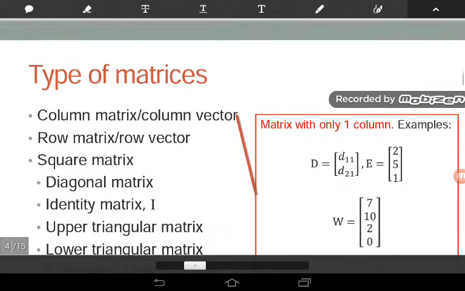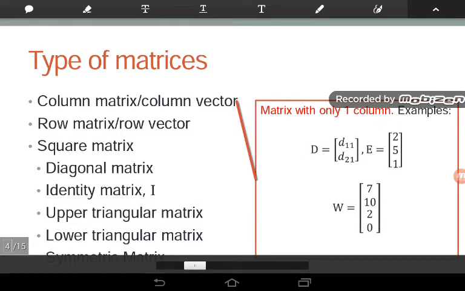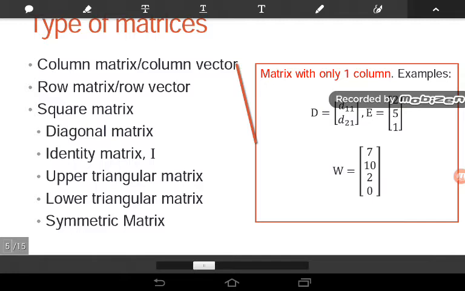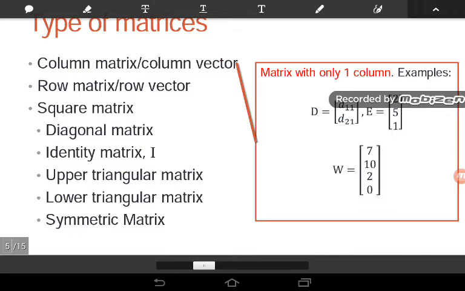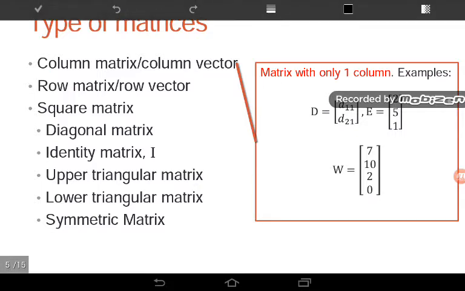Next, types of matrices. We have column matrix or column vector, row matrix or row vector, square matrix, diagonal matrix, identity matrix, upper triangular matrix, lower triangular matrix, and symmetric matrix. What is a column matrix? A column matrix is a matrix with only one column. It has just one column.